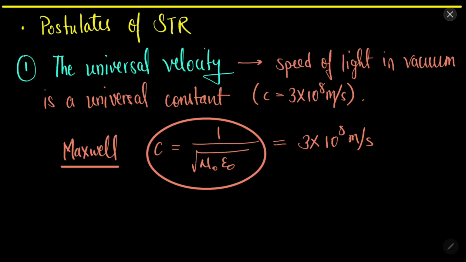So Einstein was a firm believer in electromagnetic theory of Maxwell. So he proposed that if Maxwell's theory is saying that, and also the practical experiment of Michelson-Morley is stating that the speed does not change, so this means the velocity of light is a universal constant.